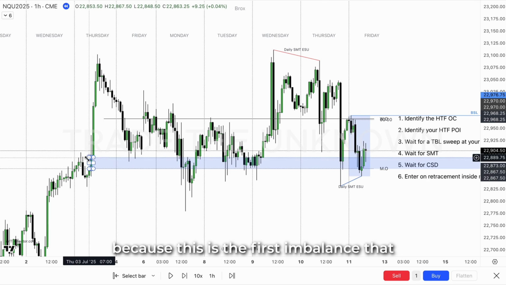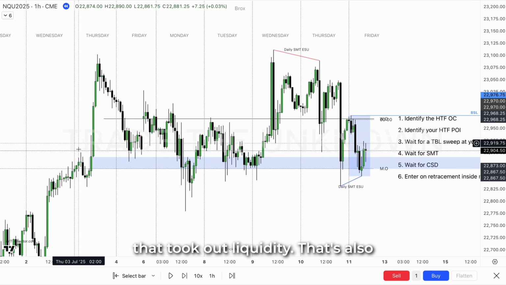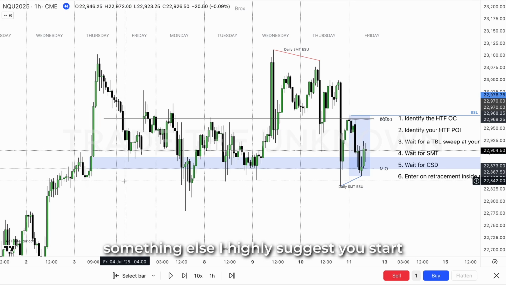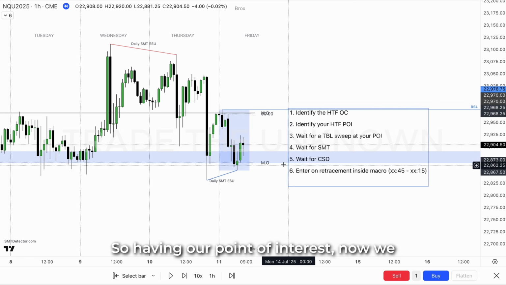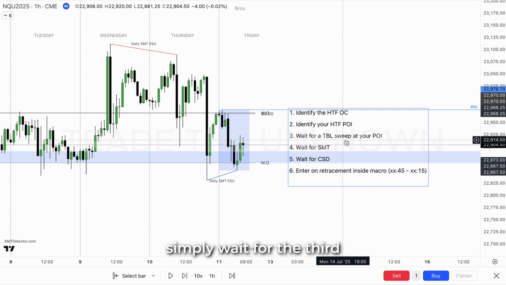It's also very important because this is the first imbalance that formed on a move higher that took out liquidity. That's also something else I highly suggest you start paying attention to. So having our point of interest, now we simply wait for the third step, which is a time-based liquidity sweep.